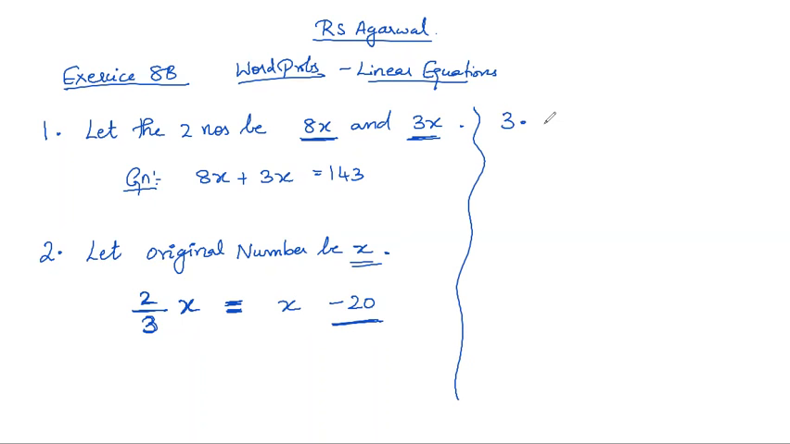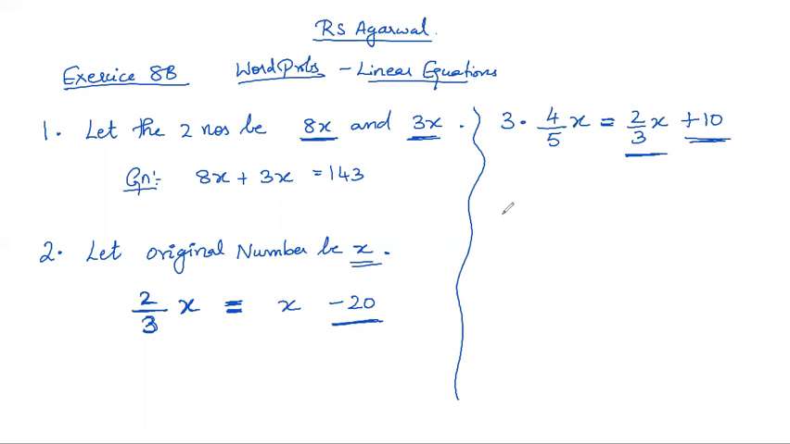Question number 3 is 4 by 5 of a number, so 4 by 5 times x is equal to 10 more than. 10 more than means what? Plus 10. 10 more than what? 2 by 3 of the number. So 2 by 3 times x. How are you stating it? 4 by 5 of a number is equal to 10 more than, which means plus 10, 2 by 3 of the number, 2 by 3 of x. So find the number. You have to find what is x.